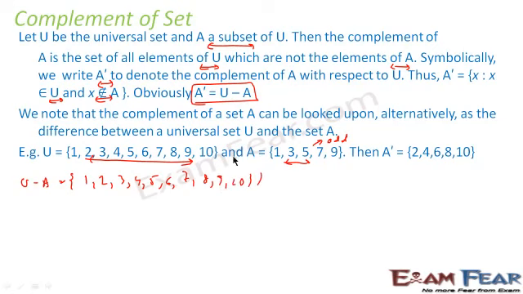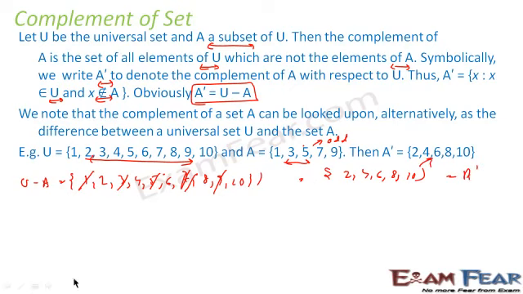Is 1 in A? Yes. Subtract. Is 2 in A? No. Is 3 in A? Yes. Subtract. Is 4 in A? No. Is 5 in A? Yes, it's here. Subtract. Is 6 in A? No. Is 7 in A? Yes. Subtract. Is 8 in A? No. Is 9 in A? Yes. Subtract. Is 10 in A? No. So what you get is 2, 4, 6, 8, 10. This is nothing but U minus A, and this is A complement, and this is the answer.